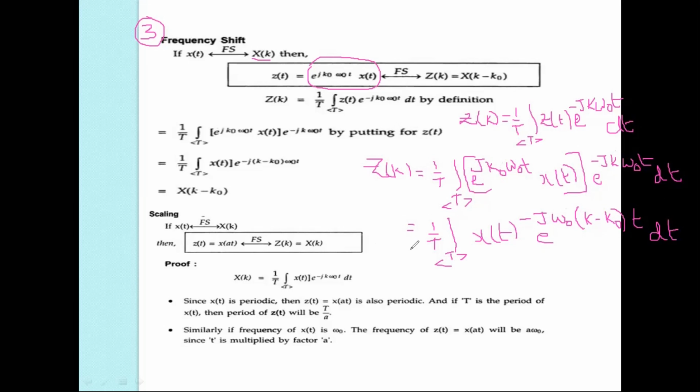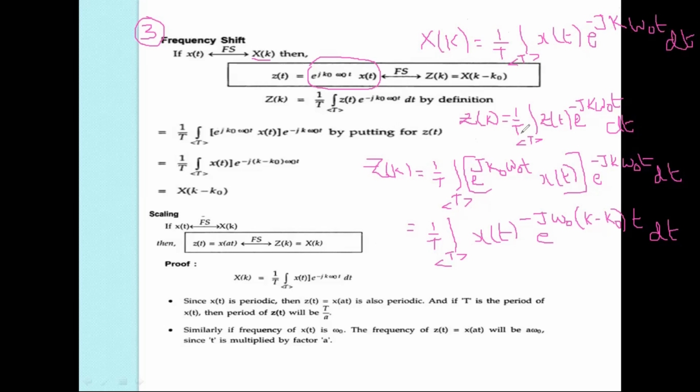Now you can observe this total equation is similar to x of k is equal to 1 by T, the analysis equation, my dear student. Analysis equation, integral T, x of t, e power minus j k omega naught t dt also.